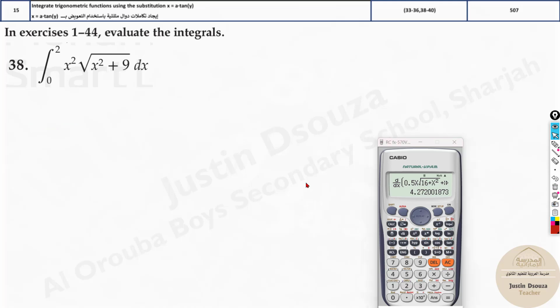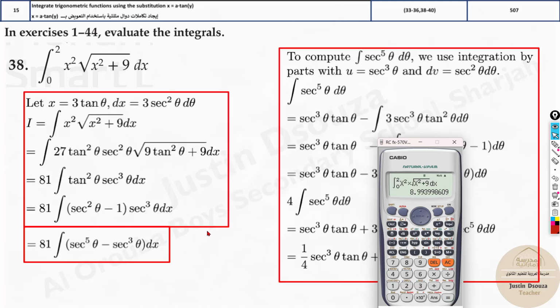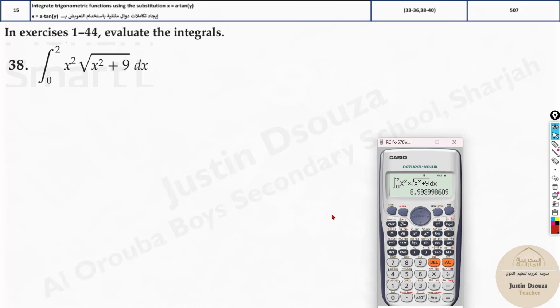Now these are very straightforward, isn't it? Why? Because all you need to do is press the integral symbol. Now type it out. It is x squared multiplied by square root of x squared plus 9, from 0 to 2. And the answer is 8.99. Okay, you can see the final answer.